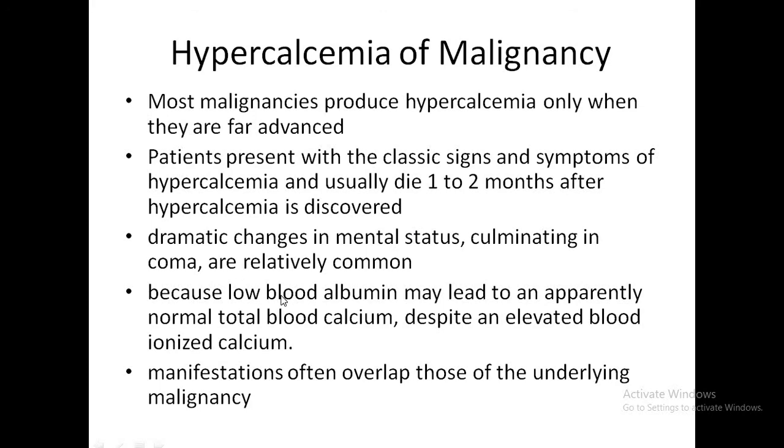Because albumin is low, it could lead to an apparently normal total blood calcium, but the ionized calcium levels will be high, and this could result in the features of hypercalcemia. And the manifestations often overlap those of the underlying malignancy. That is, the features of hypercalcemia, the features of the cancer, and the features of cachexia could overlap.